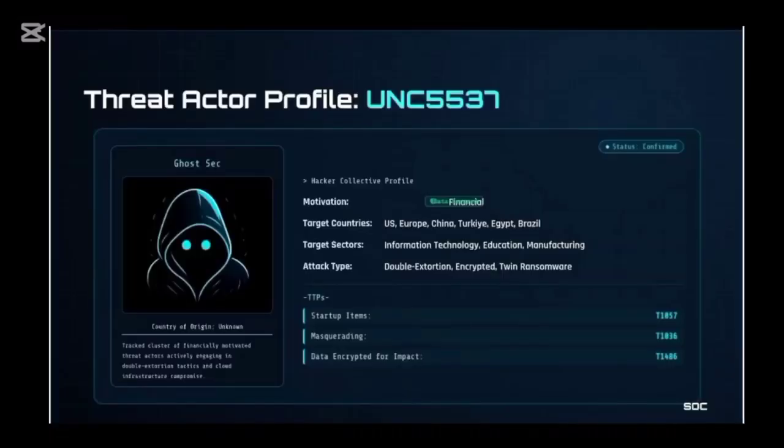Who was behind this? The threat cluster is tracked as UNC5537. They are a financially motivated group operating globally across the US, Europe, Middle East, and Asia. They rely heavily on double extortion tactics, stealing data first, then demanding a ransom.